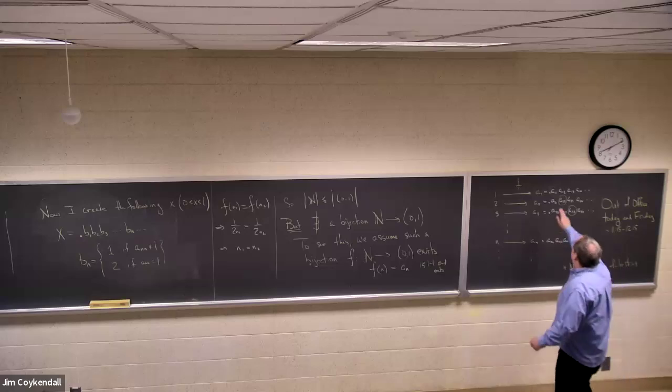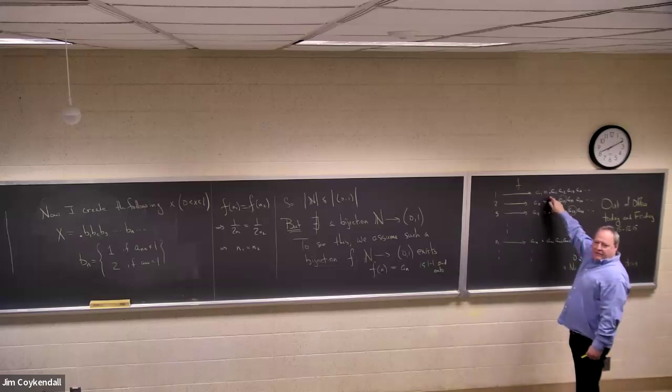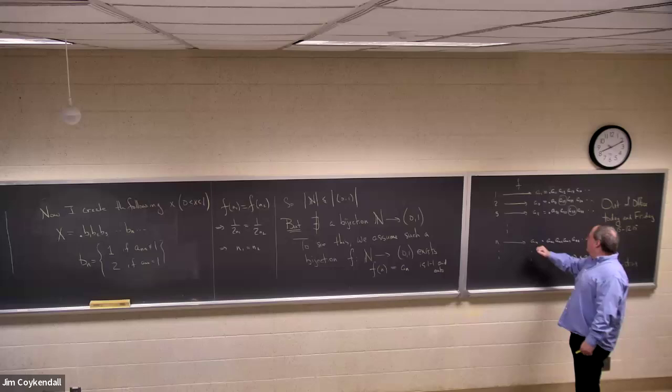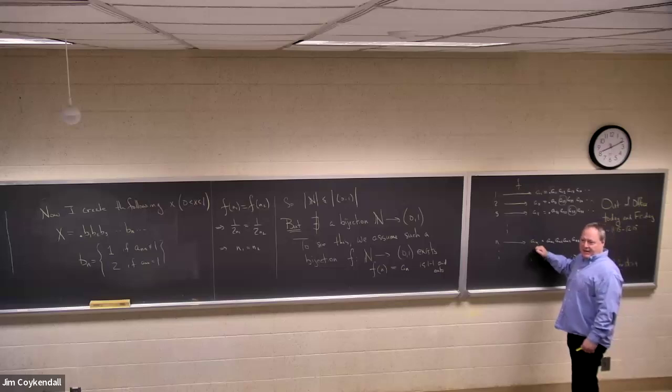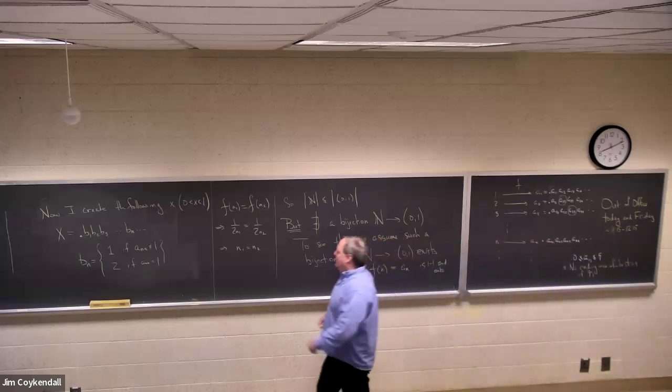Because X disagrees with A1 in the first decimal, right? And it disagrees with A2 in the second decimal. And it disagrees with A3 in the third decimal. And in general, it differs from An in the nth decimal. Everybody agree with that?